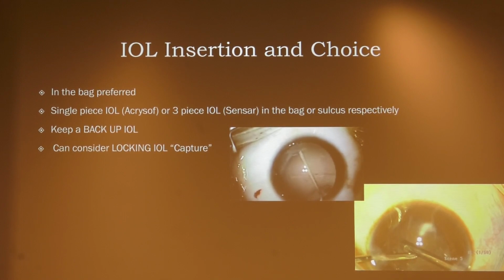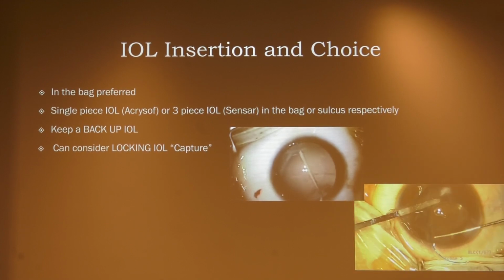IOL insertion and choices, always prefer in the bag because this is a long-term outcome you're looking for. So single piece IOL in the bag or a 3-piece in the bag or in the sulcus is a good option. Always keep a backup IOL because in pediatric cataract, you never know what happens and you have to ensure that general anesthesia is given only once. Can consider the latest locking IOL technique. Remember, it's like a plane landing. So when you're injecting the IOL, make sure it's leading haptic down into the bag, and once you're reaching the bag, just pull up.